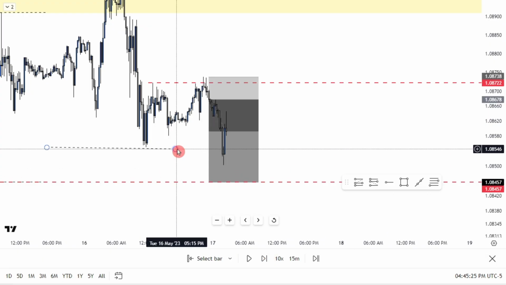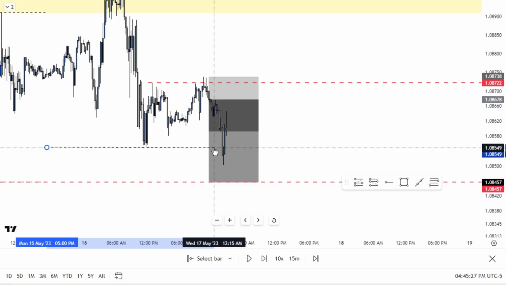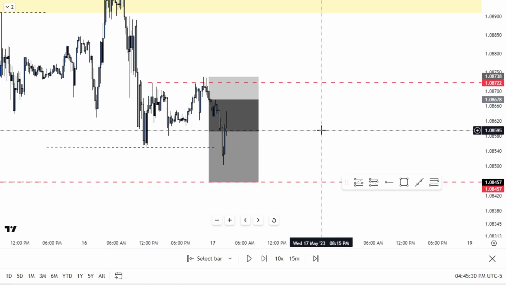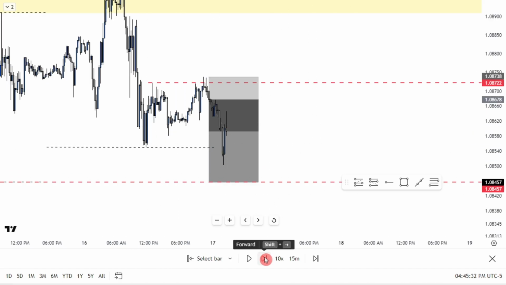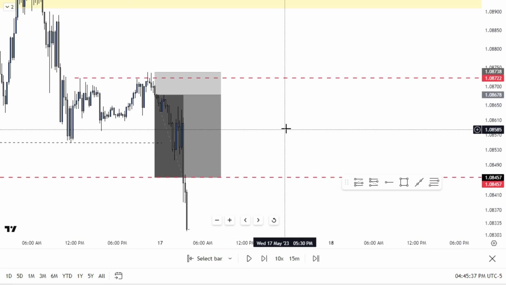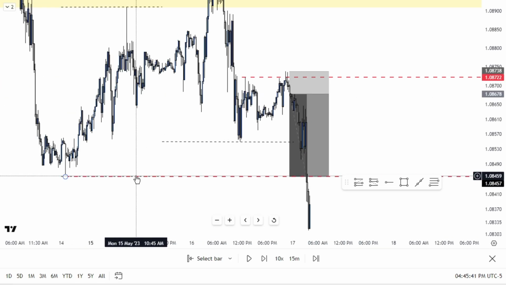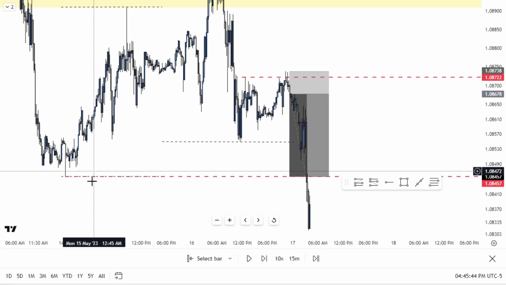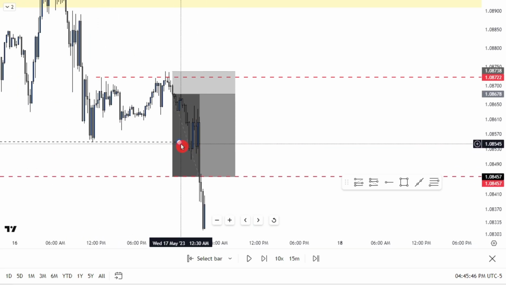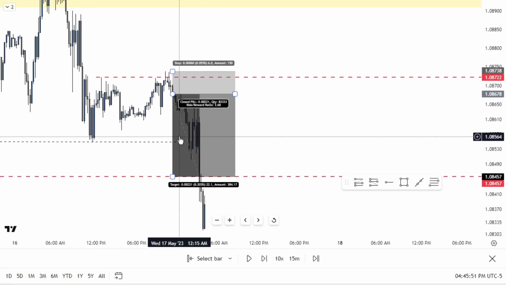So price immediately takes out this previous day low. Now let's see what price does beyond that. And then immediately price goes straight down, taking out this swing low. And as you see, we've gone over swing highs, swing lows, ICT daily bias, displacements, gone over it all, and we've formed a strategy around it.